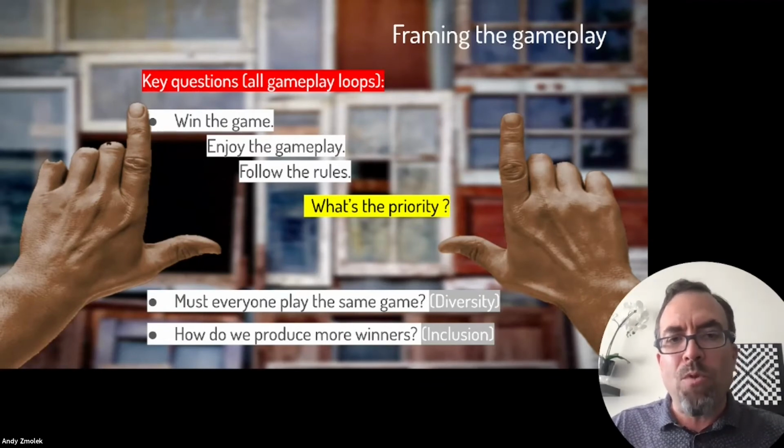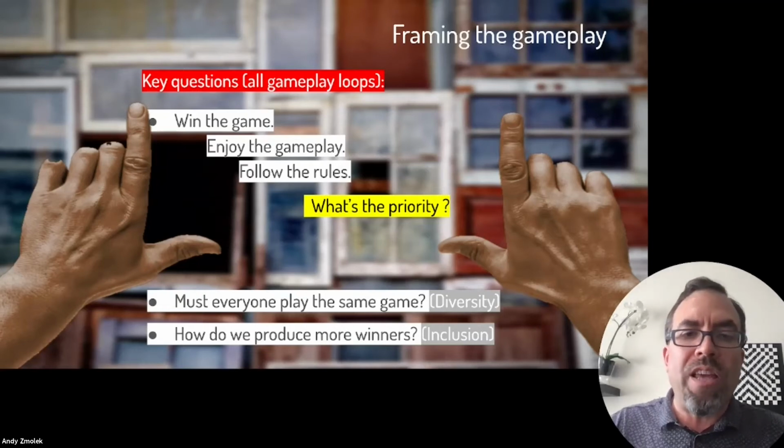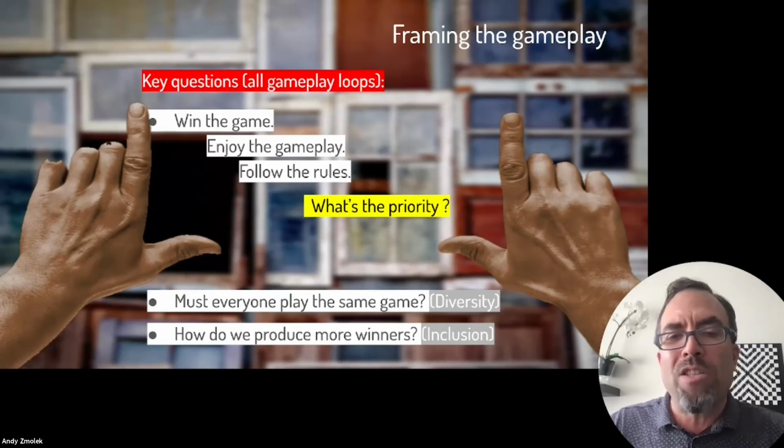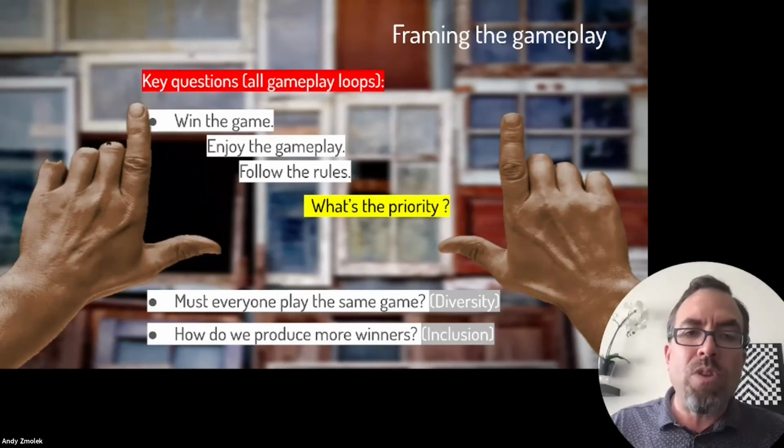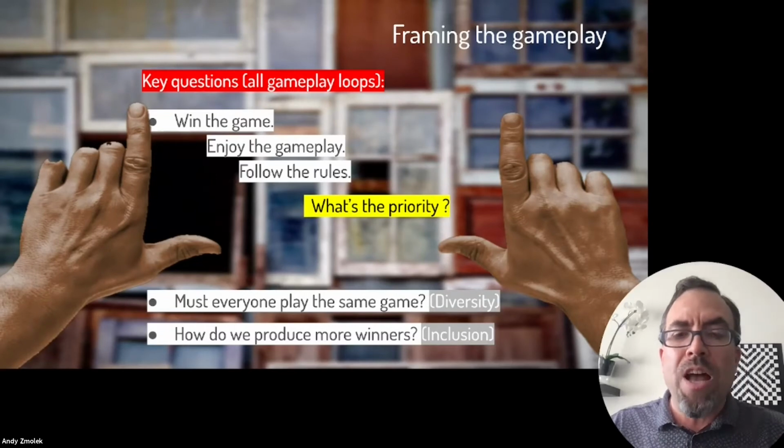Now, there are some questions that fall within all gameplay loops, which is essentially win the game, enjoy the gameplay, follow the rules, pick 2, right? What's your priority, right? In every gameplay loop, it's possible to pick 2. It's essentially impossible to equally prioritize all 3. Now, if you have an infinite amount of energy and time, you can, right? But we can't. So you've got to prioritize.